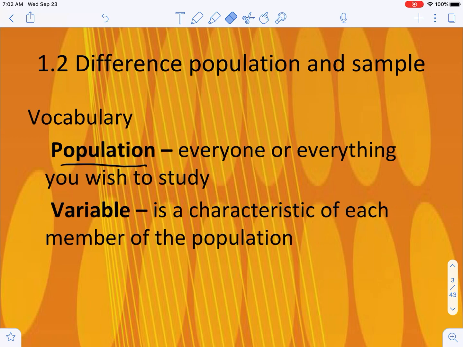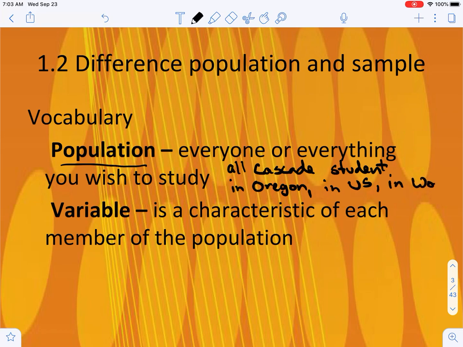So we could look at some populations, such as all Cascade students. You could talk about all students in Oregon. So in a specific state, you could talk about the U.S. You could talk about the world. So it's just whatever we're looking at specifically.